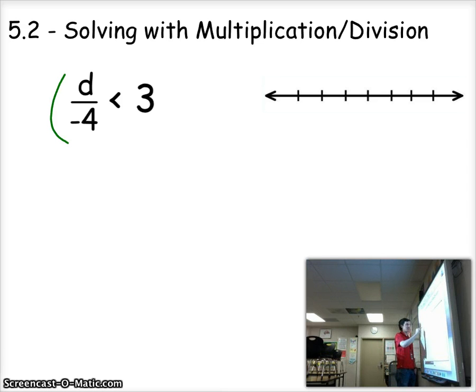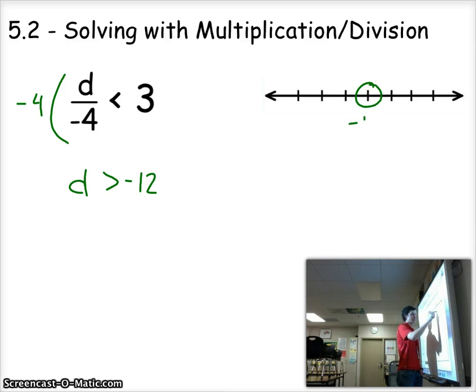Last example, here again I have a negative involved in this. So if I'm multiplying or dividing by a negative number, in this case, I have to flip my sign. So I now have D, but instead of a less than, I have greater than negative 12. So plot that over here. D is greater than negative 12, so we shade it this way. And I'll go ahead and do my checks.